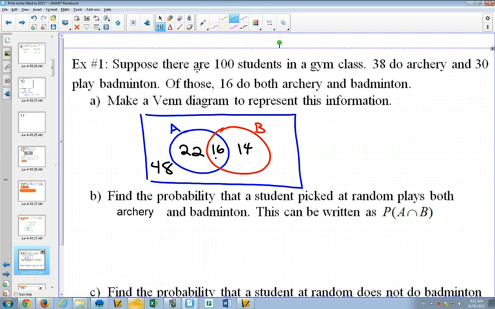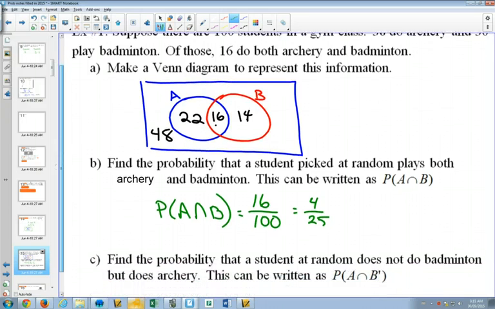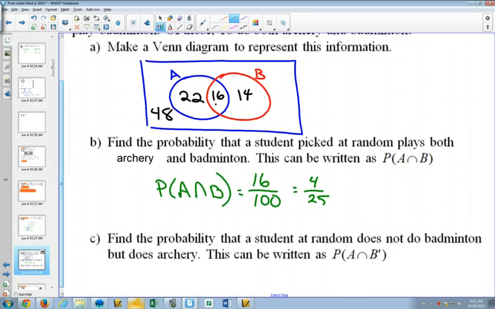So if we want to find the probability of A and B, probability of archery and badminton, that's those 16 people out of 100. Because you still have 100 students, but only 16 of them, which reduces to 4 out of 25. But I kind of like leaving the fraction as 16 out of 100 because it represents.